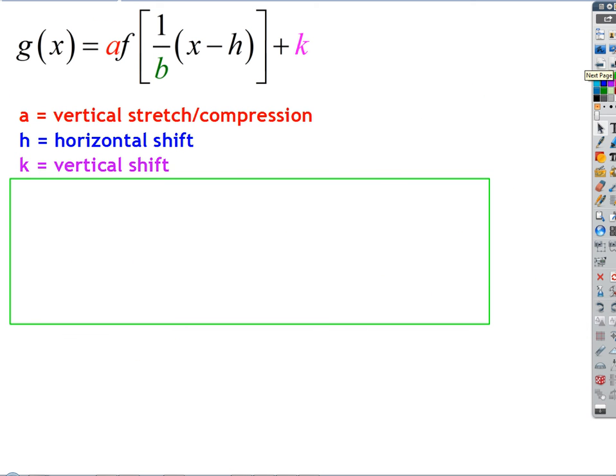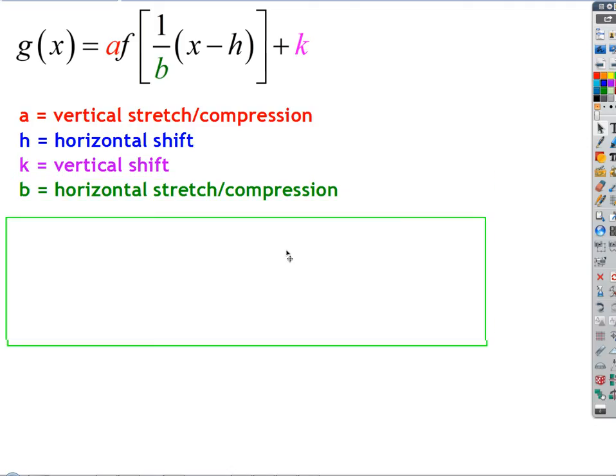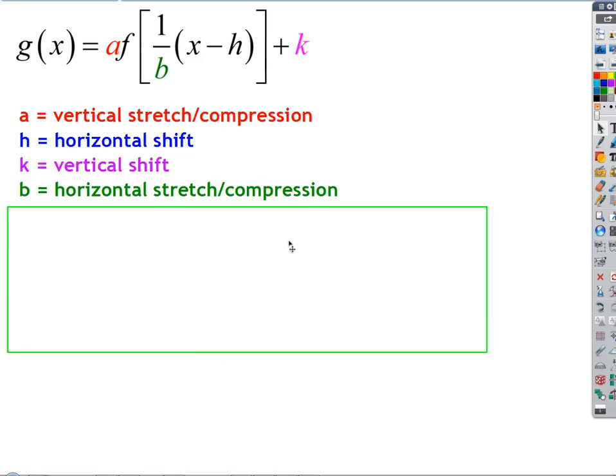So we already know that A represents a vertical stretch or compression, H represents horizontal shift, K represents vertical shift. But we're going to have to introduce a new parameter for horizontal stretches, and it's B. Okay, so B represents a horizontal stretch or compression. There's something kind of tricky about B though. Look where it sits in our template. It's on the bottom of a fraction. And look where the fraction goes. This makes sense. Think about this now.